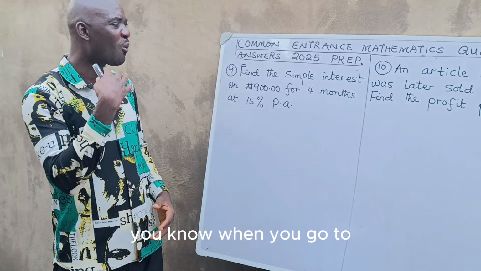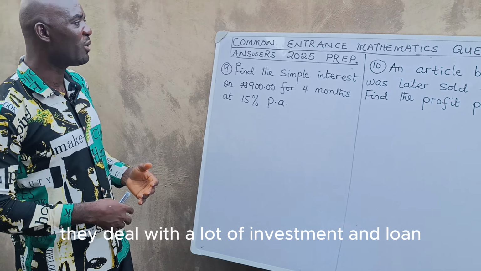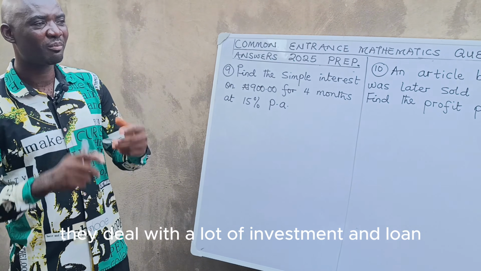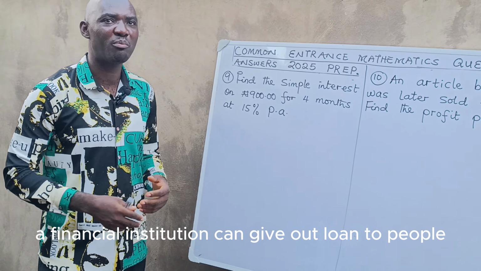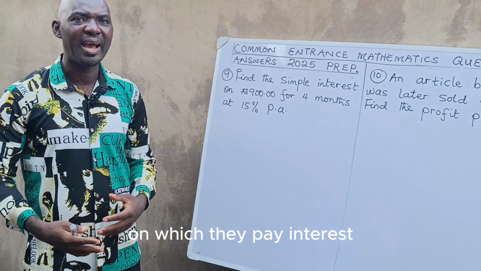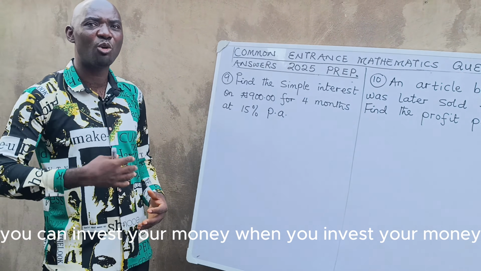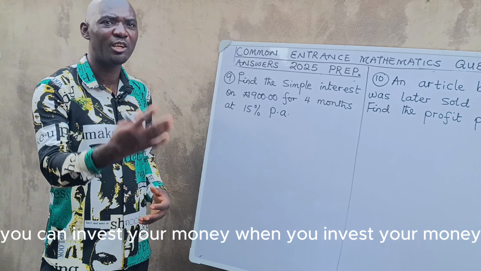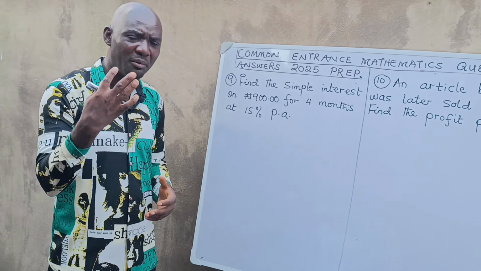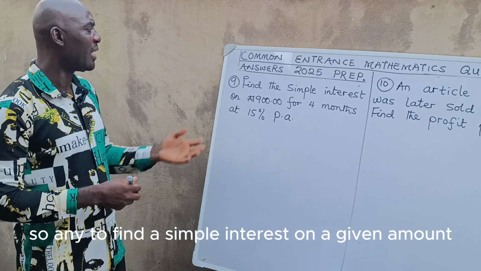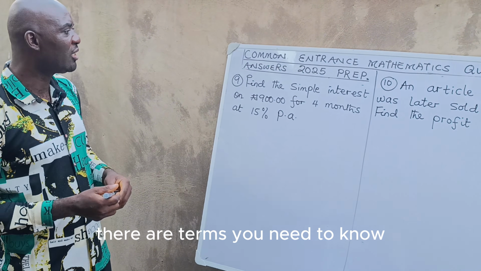You know, when you go to the financial institution or the banking sector, they deal with a lot of investment and loans. A financial institution can give out a loan to people on which they pay interest, and the interest is calculated based on rate. Or as a businessman, you can invest your money. When you invest your money, you are expected to get a return, and it is also calculated based on rate or percentages. So, to find a simple interest on a given amount, there are terms you need to know.